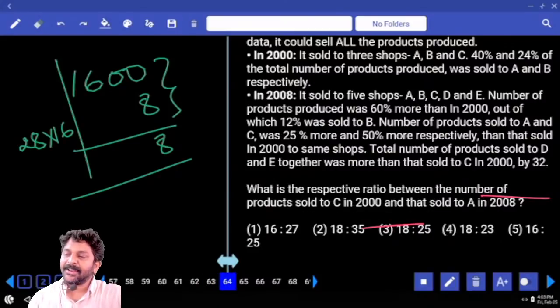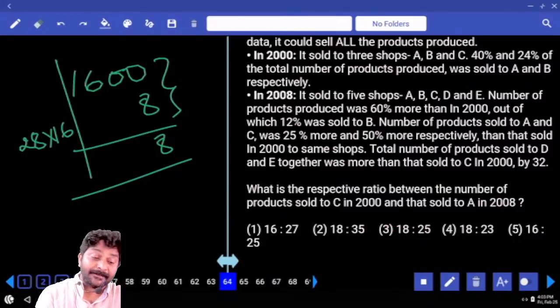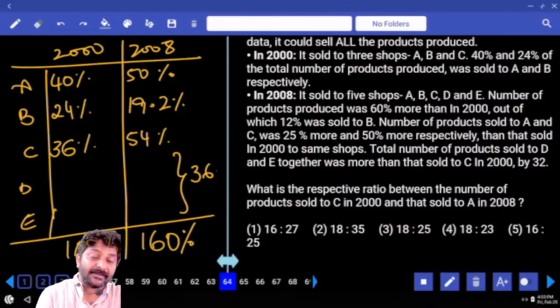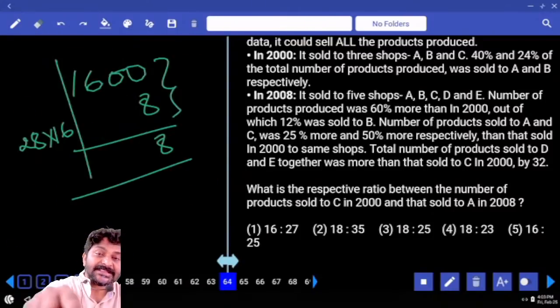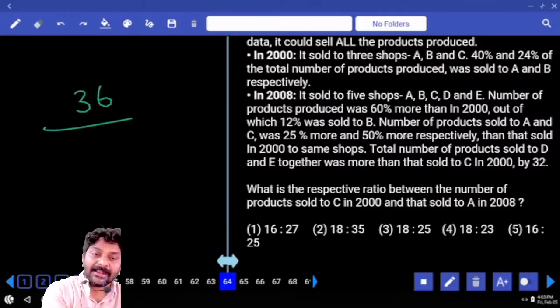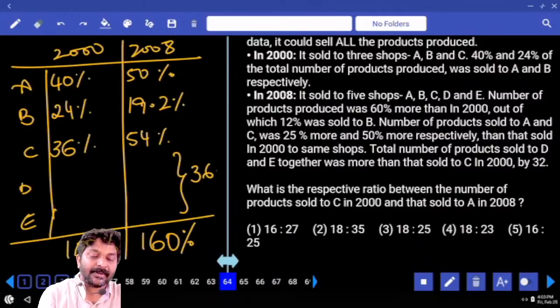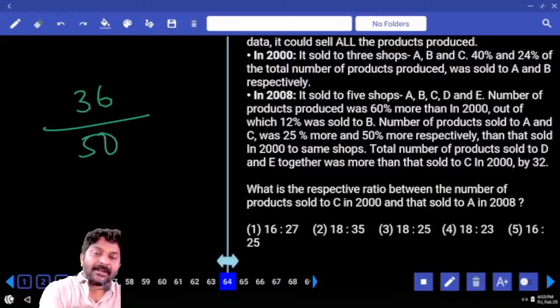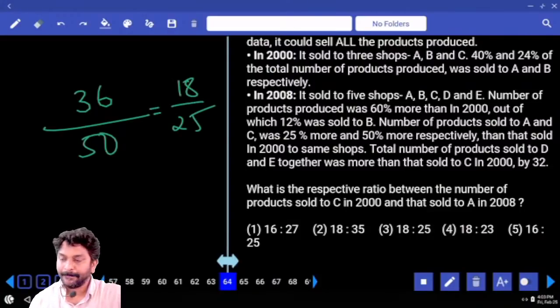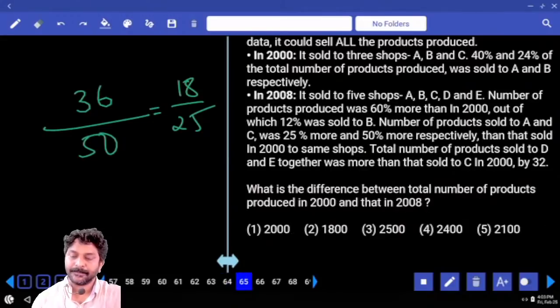What is the respective ratio between the number of products sold to C in 2000 and A in 2008? C in 2000 is 36. A in 2008 is 50. Cancellation with 2. This is 18 and 25. Correct? Third option.